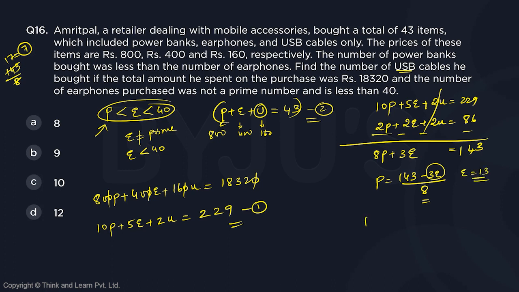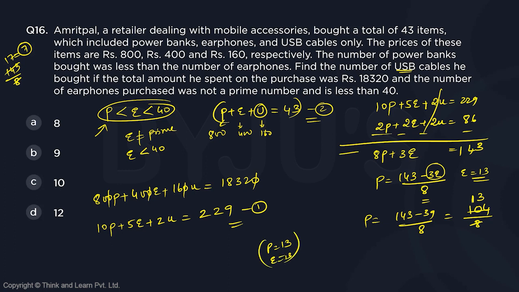When E is 13, what happens to P? P is (143 minus 39) by 8. So this becomes 104 by 8. So 8 ones are 8, 8 tens are 80, 8 threes are 24. So P is 13 and E is 13. This is one of the possibilities.